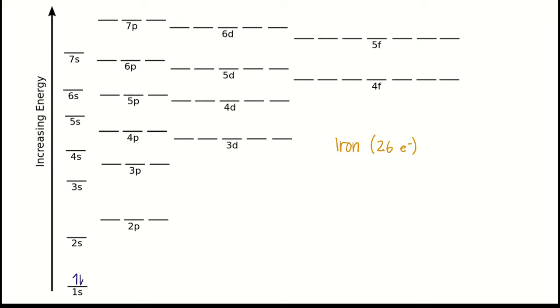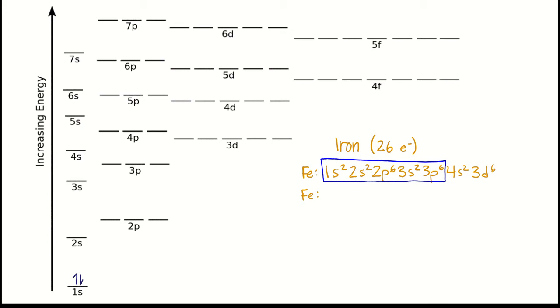Now we're going to do iron. Let's do the full electron configuration for iron, and then we'll do the abbreviated electron configuration for iron, and then do the orbital diagram for iron. So iron, which is Fe, the electron configuration would be 1s2, 2s2, 2p6, 3s2, 3p6, 4s2, and then remember that d starts with 3, 3d6.